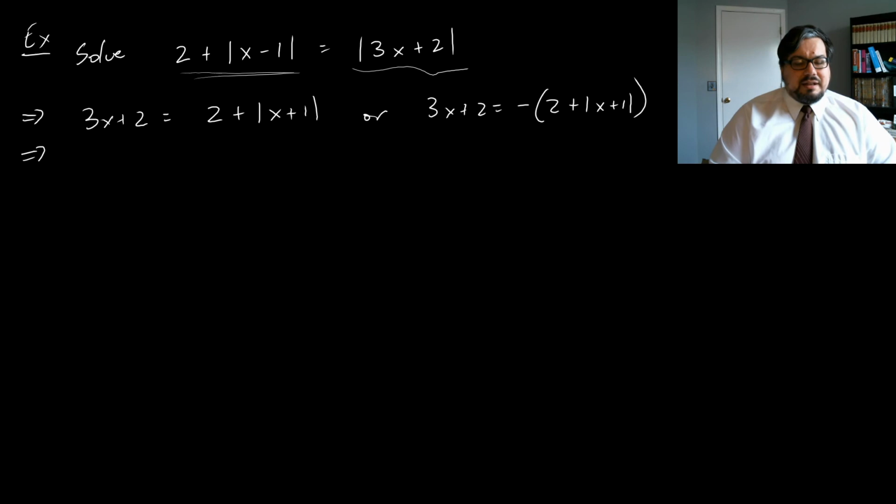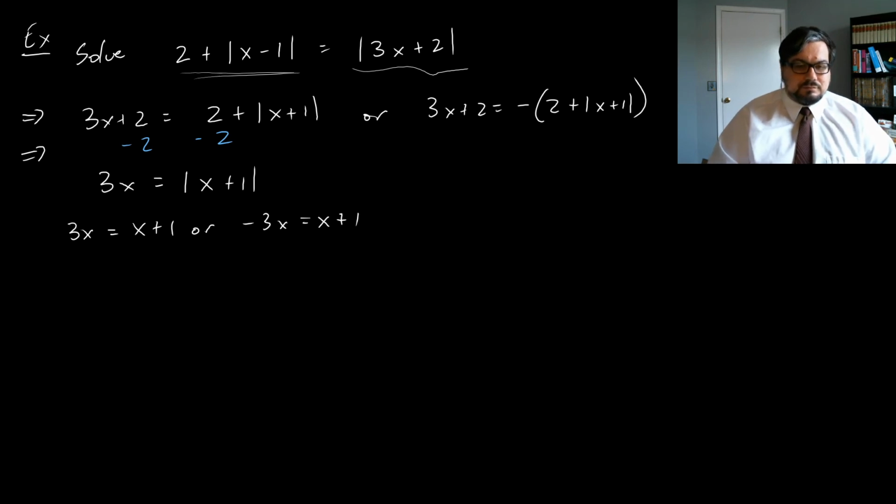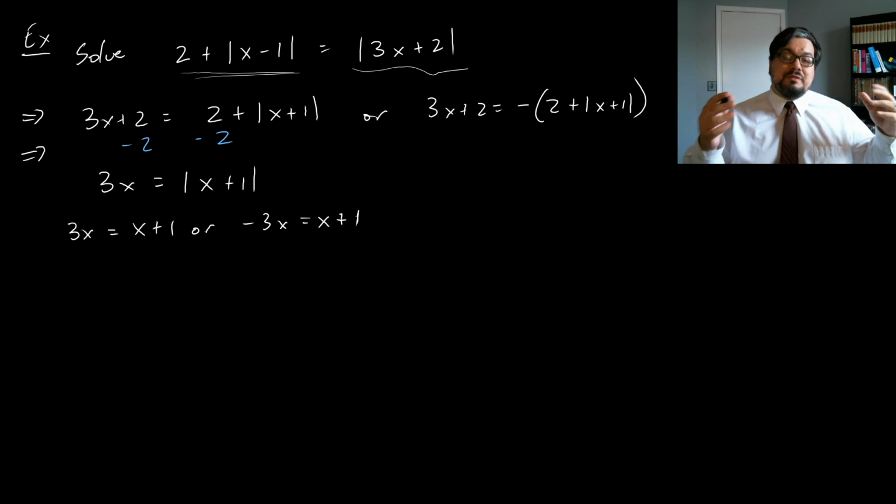Let's work out the left-hand one first. So we want to get the absolute value by itself, so we're going to subtract 2 from both sides. So we get 3x is equal to the absolute value of x plus 1, which means that we get that 3x equals x plus 1, or negative 3x equals x plus 1. So when breaking up your absolute values, remember to keep the stuff that was inside the absolute value the same and drop the absolute values, and then change the other side so that you either take the other side exactly as it was or multiplied by a negative 1.